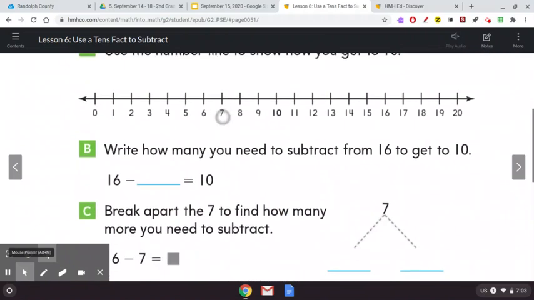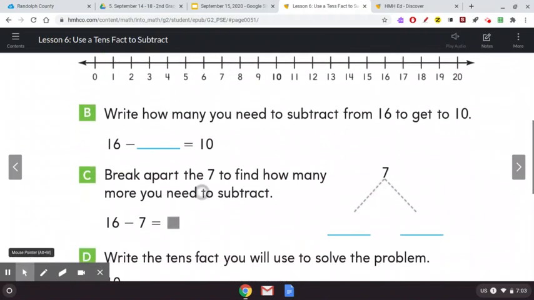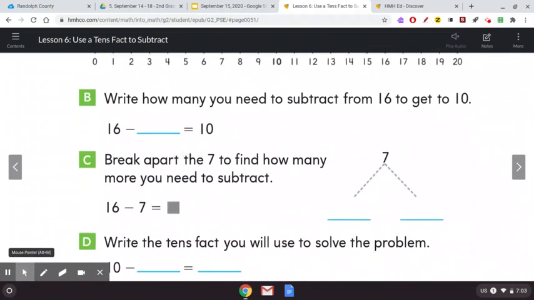Now, the next part is write how many you need to subtract from 16 to get to 10. Well, duh, we already found that. It was 6, but now we're breaking it apart. So break apart the 7 to find how many more you need to subtract. So we have 6 already. 6 plus what is equal to 7? You should think about your triangle cards that you've been using.